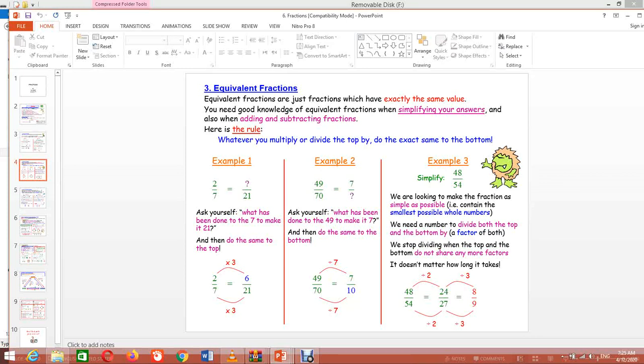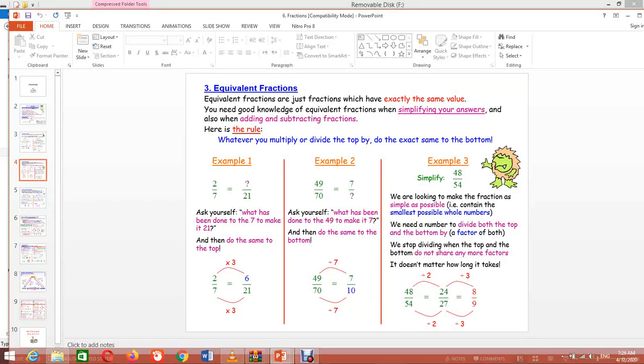Example 3. Simplify 48 over 54. We are looking to make the fractions as simple as possible, that is, contain the smallest possible whole numbers. We need a number that can divide both the top and the bottom, a factor of both. We stop dividing when the top and the bottom do not share any more factors. And here, it doesn't matter how long it may take.